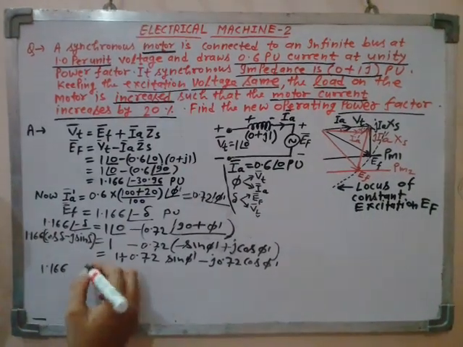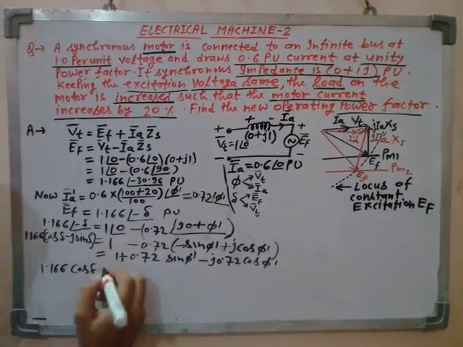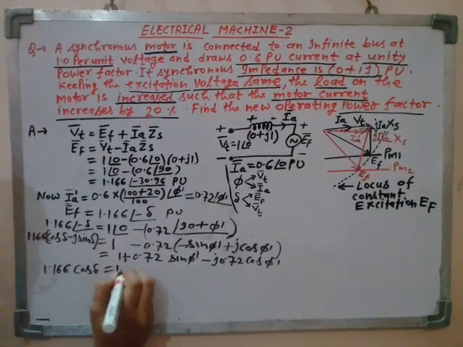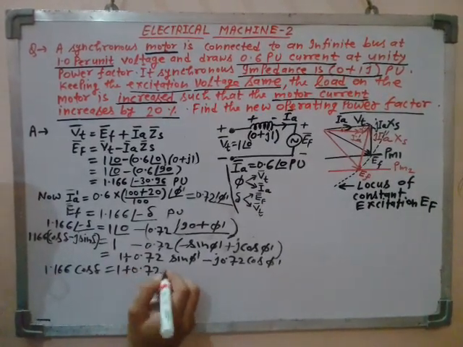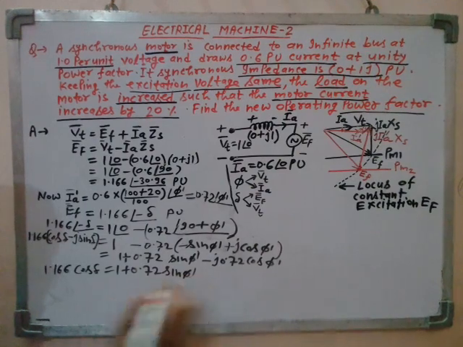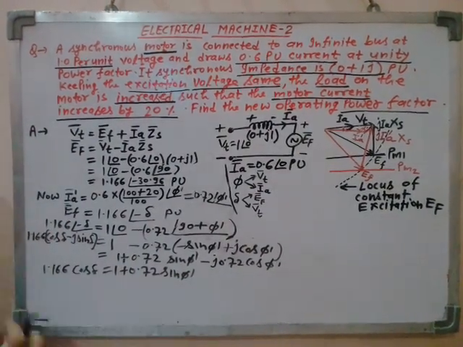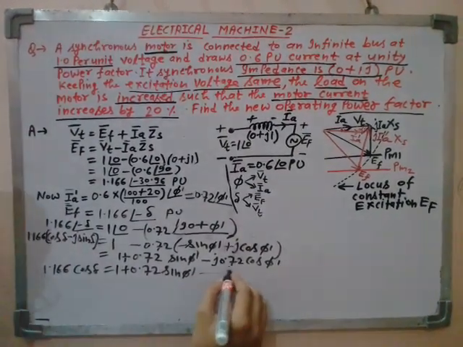1.166 cos delta is equal to 1 plus 0.72 sin phi dash. This is for real term. When you equate real term, you will get this equation. Let me call it equation number 1.